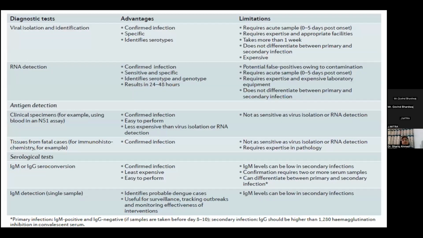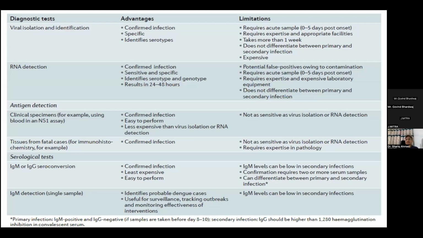Now we have discussed all these. So all the tests have some good points and bad points. Like virus isolation, it is very complex to do, but it is very specific and identifies the serotypes.